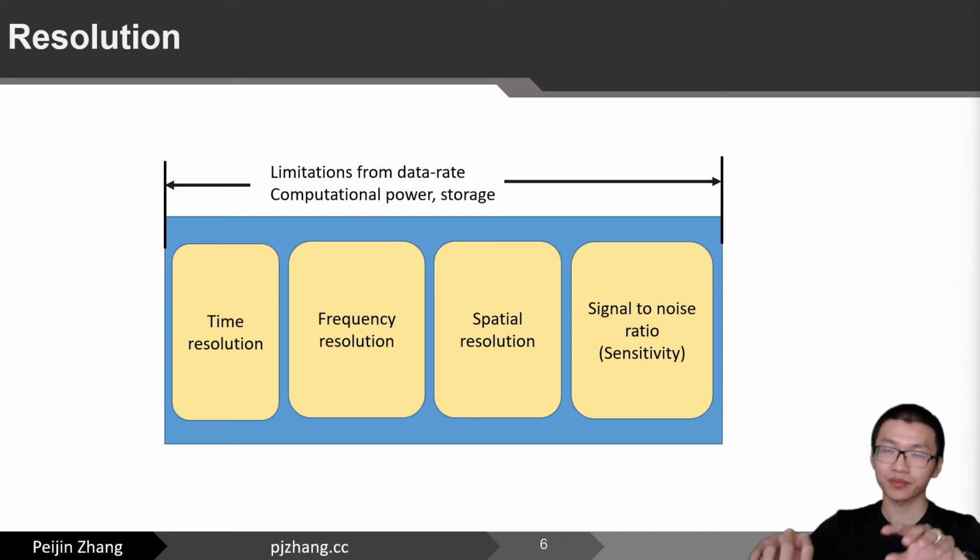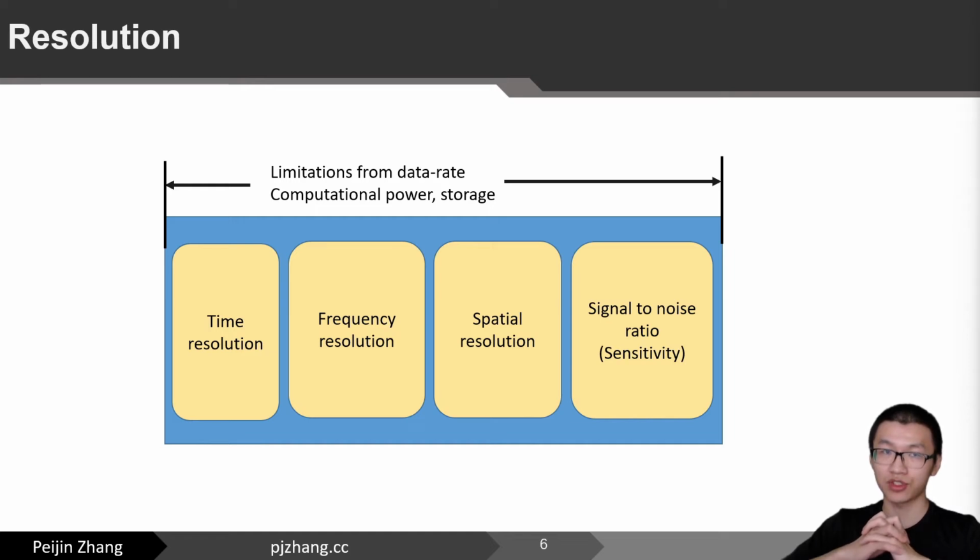For example, if we want high time resolution and high frequency resolution, we need to sacrifice on the spatial resolution, or we need to reduce the sensitivity. And if we want high sensitivity, we need to average on one or two of these three aspects. So it's all about balance. And the best part about radio astronomy is its flexibility. We can easily choose what we want.